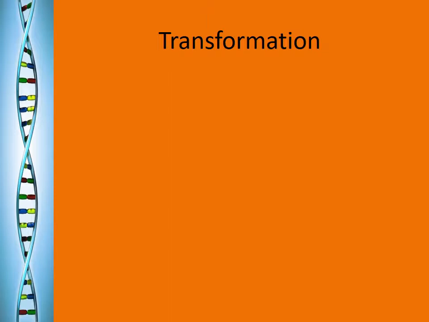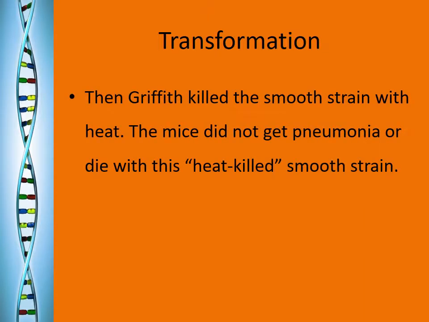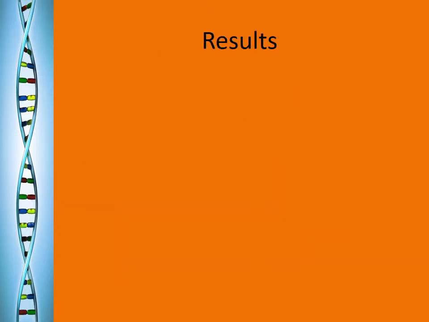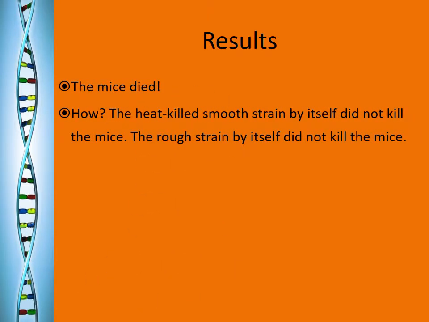We said the smooth strain is deadliest. So he heat killed, or heat treated, the smooth strain and then injected the sample into mice. Those mice did not die because they never got pneumonia. So he proceeded to mix the smooth strain with the rough strain, and when he did so, the mice actually did die. Because we know that the rough strain by itself did not kill mice, and the heat-killed smooth strain did not kill mice, but when you mix the two, mice die.